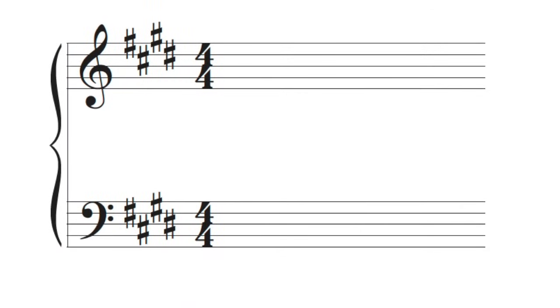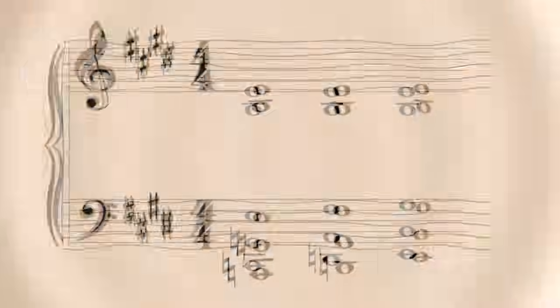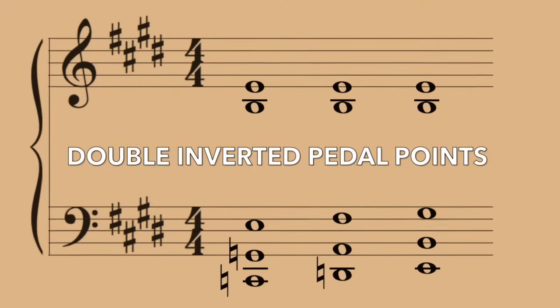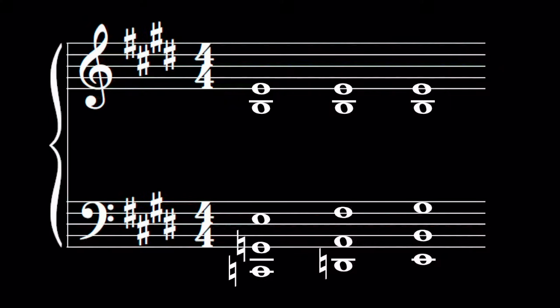In this progression, each chord has 5 voices, 2 for the right hand and 3 for the left. The top 2 voices will remain fixed, sitting at the top of all 3 chords. These are double inverted pedal points, and they impart a hypnotic effect. Against this, the lower 3 voices will move in parallel motion as open-voiced major triads.